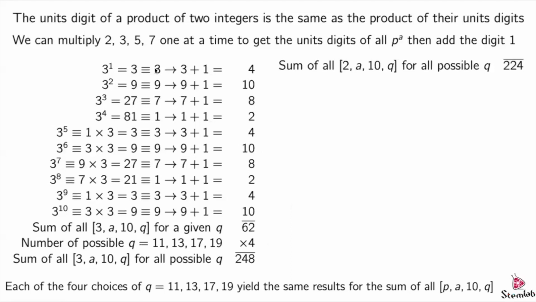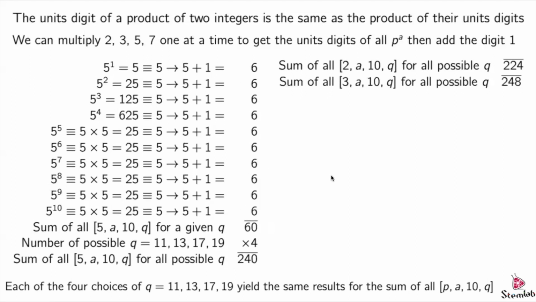For 3, we can go through the same exercise, or some of you might just say, I also know that the pattern repeats every 4, so 3, 9, 7, 1, and we just need to add 1 to each. So we end up with 4, 10, 8, 2, 4, 10, 8, 2. Once we sum it, we have 62 for all values of [3, A, 10, Q] for a given Q, and we need 4 of those, since there are 4 Qs. So for P equals 3, the sum is 248.